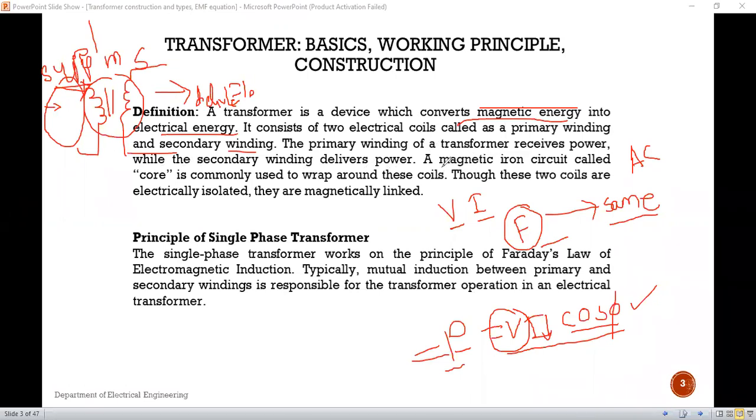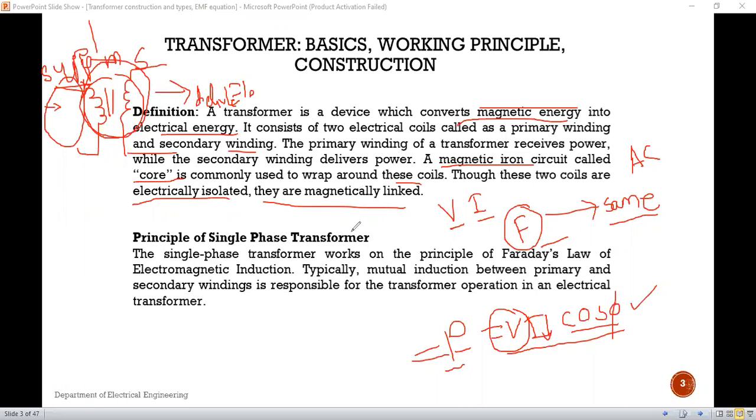Okay, now the magnetic iron circuitry is there. That means between these two coils there will be a magnetic iron circuit. This is called the core, which is commonly used to wrap around this coil. Though these two coils are electrically isolated, there is a core that can be used. So they are magnetically linked. These two coils are not electrically connected, they are magnetically coupled, or magnetically linked with each other.